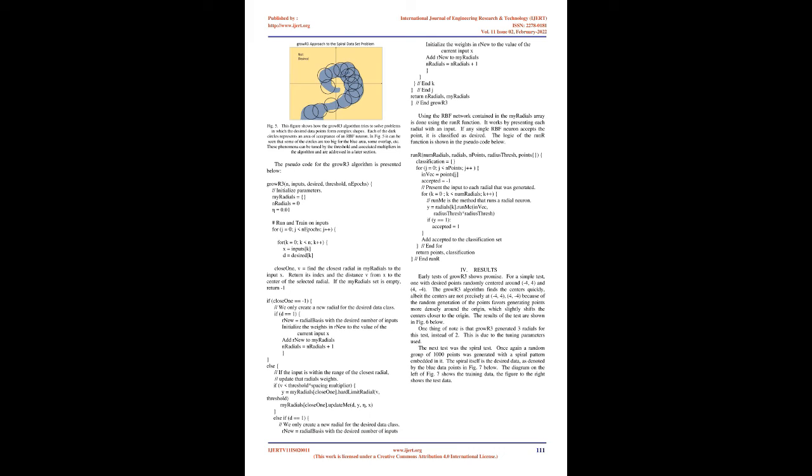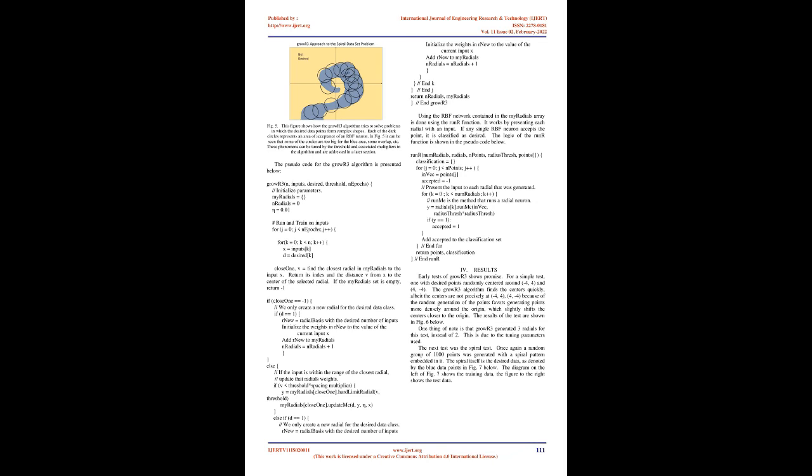My radials close 1 update me, d, y, x. We only create a new radial for the desired data class. R new equals radial basis with the desired number of inputs, initialize the weights in R new to the value of the current input X. Add R new to my radials. N radials equals N radials plus 1. End K, end J, return N radials, my radials. End grow R3.